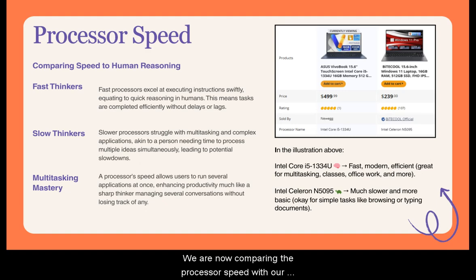We are now comparing the processor speed with our human reasoning. For example, fast processors or thinkers are great at following instructions fast, like the quick reasoning in humans. This means that any tasks are completed efficiently without delays or lags. The slower processors struggle when multitasking and heavy applications. Think of it as a person needing time to process multiple ideas simultaneously, leading to potential slowdowns.